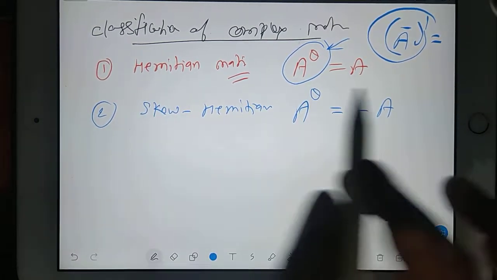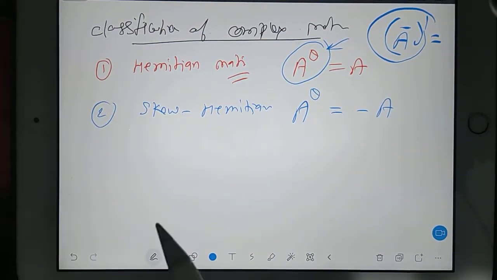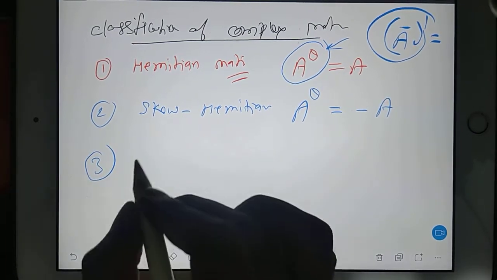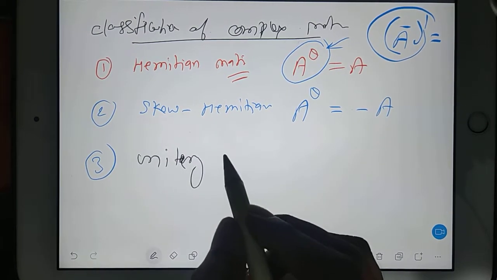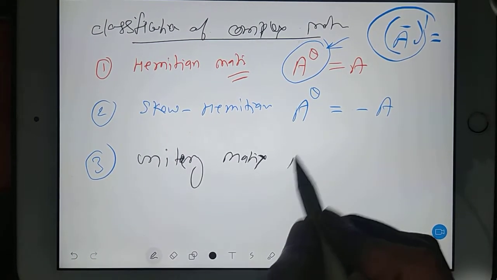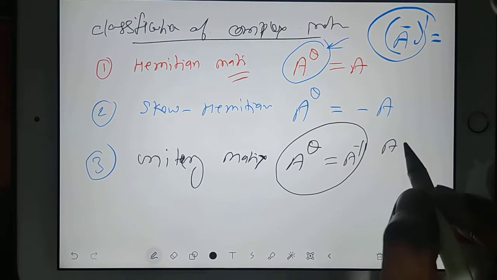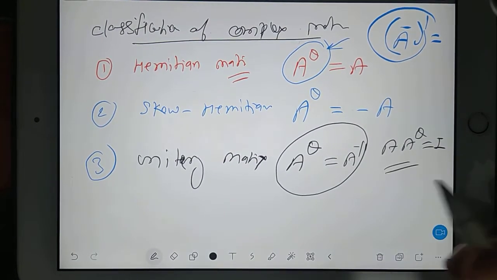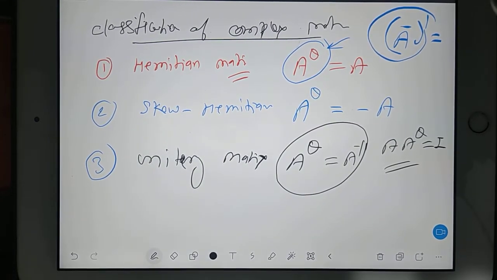And like in real matrix we had orthogonal, the same concept will apply here, but we don't say orthogonal, we say unitary. The third one is unitary, U-N-I-T-A-R-Y, unitary matrix. What is the condition? A power theta will be equal to A inverse, or you can say A A theta is equal to I, right? Just now we have done similar for the real matrix. Okay, no need to take down examples of this, because you can easily find out.